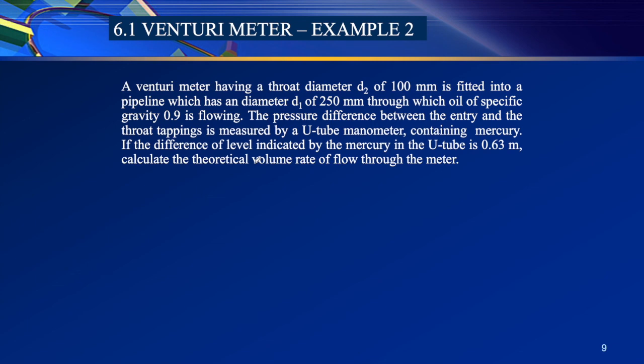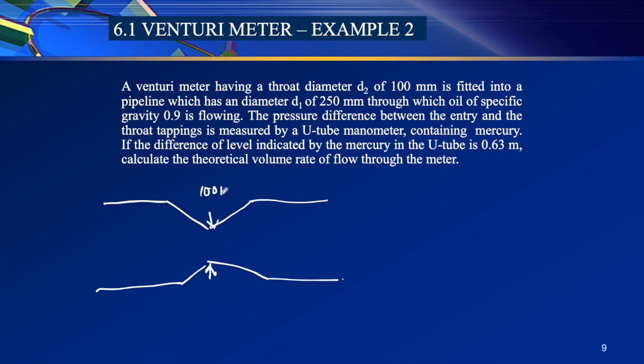This question asks us to draw, so I will draw this figure first. A venturi meter having a throat diameter D2 of 100 mm is fitted into a pipeline. So we draw the venturi meter. The throat diameter D2 is 100 mm, so this is 100 mm, and 250 mm is for diameter 1.